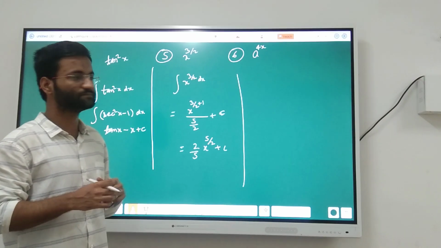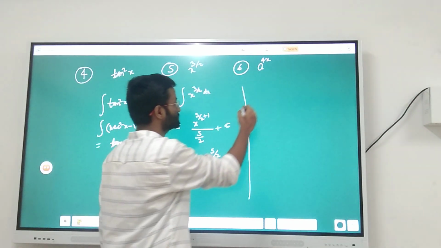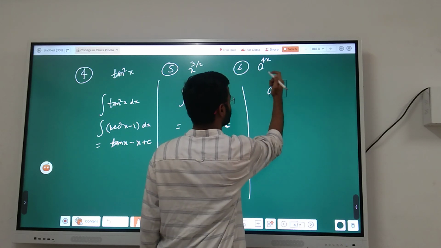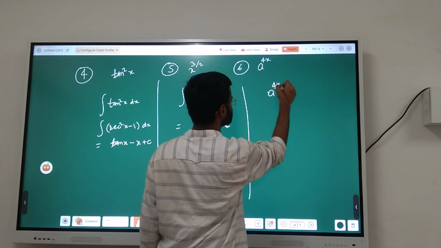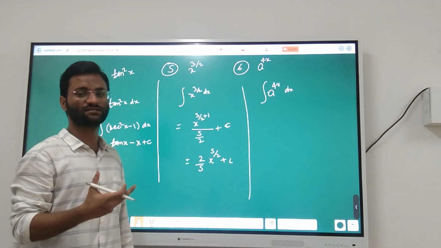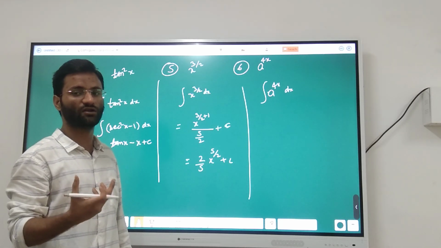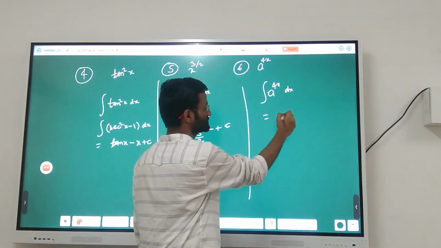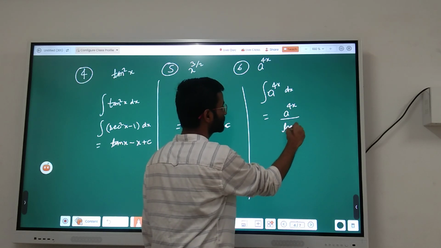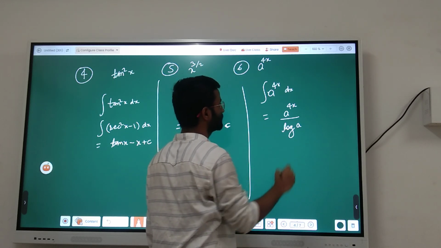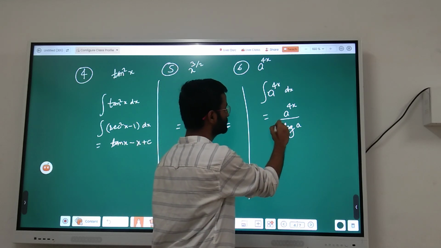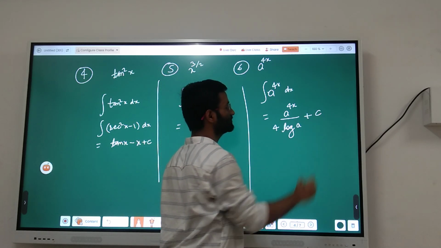Now come to question number 6. Question number 6 says that we have to integrate a to the power 4x. As I told you in the beginning, integration of a to the power x is a to the power x upon log a. So integration of this is directly going to be a to the power 4x upon log a. And here the coefficient of x is 4, so we also have to divide by this 4. And this is your answer.